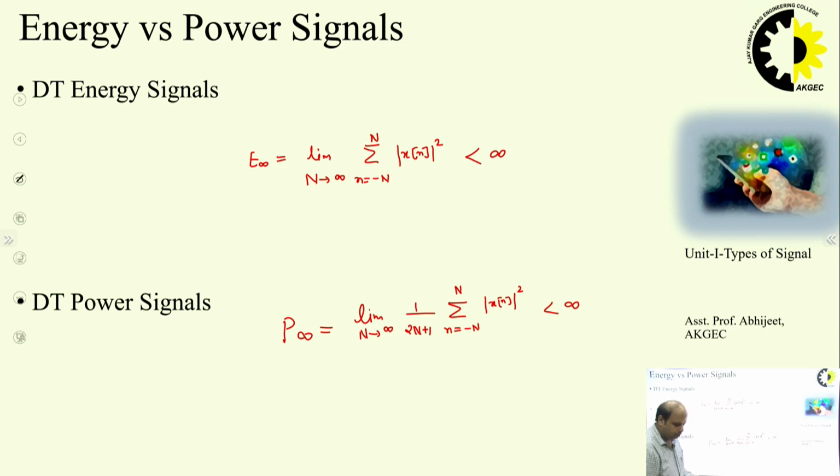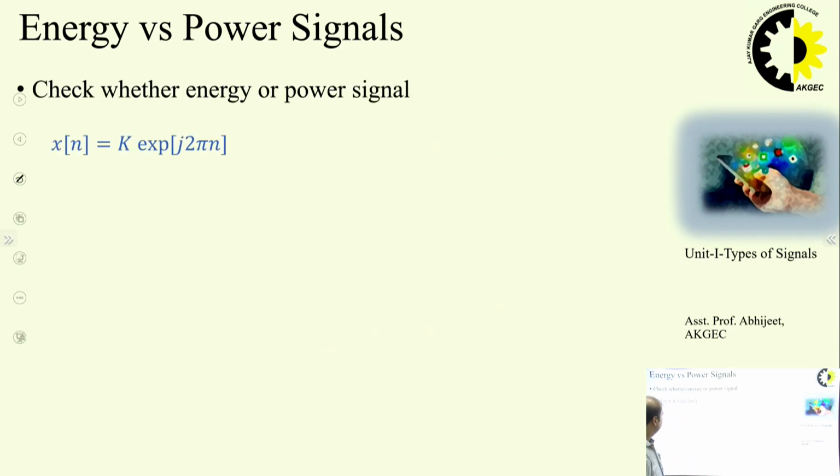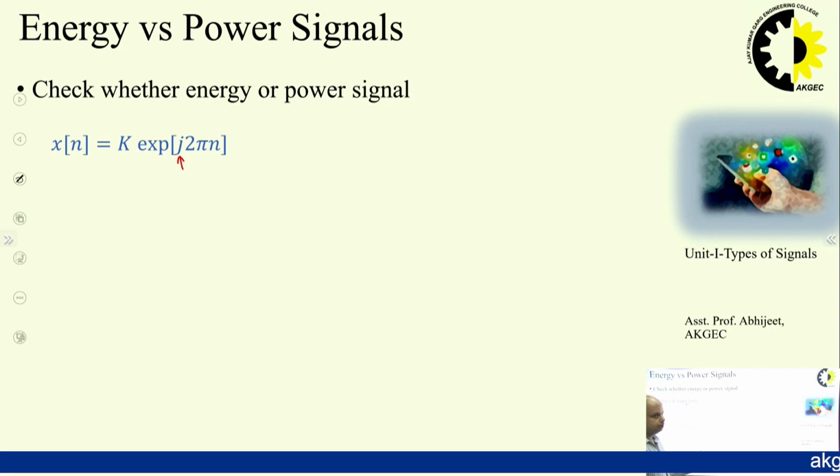Now we look at a few cases. Like in this case, it is e raised to the power minus j 2 pi n. So this is a discrete time complex exponential, isn't it? This is a complex exponential due to the presence of j. So if I evaluate the energy content, you can understand it is periodic. The energy content of the signal will be infinity. One can verify, but we will calculate the power content of the signal.